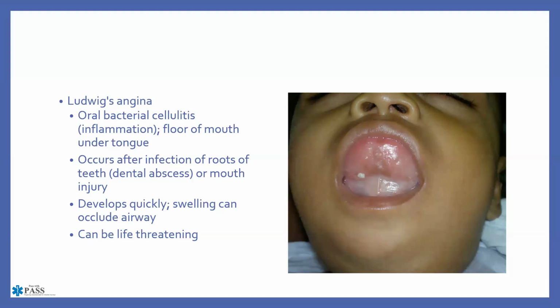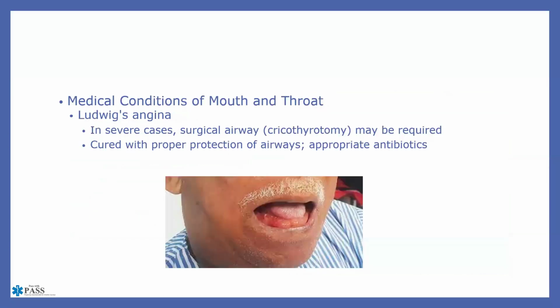So just like anything else that we would worry about with the oral cavity, it's always going to be airway, airway, airway. Here's another example of this. In severe cases, you can see Ludwig's angina. You can see the tongue, and then you can see the amount of swelling underneath the tongue, indicative of Ludwig's angina. This is going to be a very difficult patient to get an airway on.